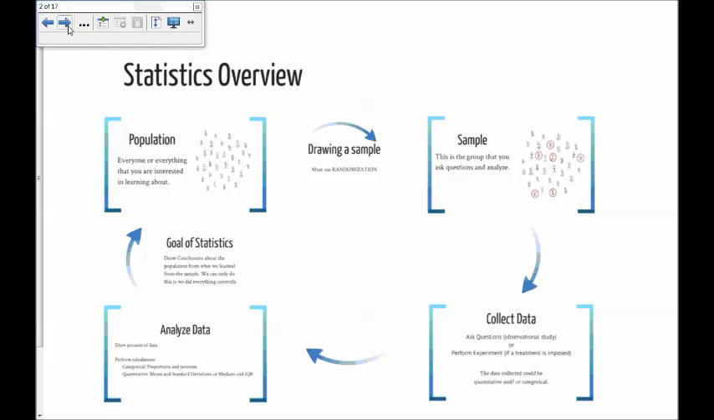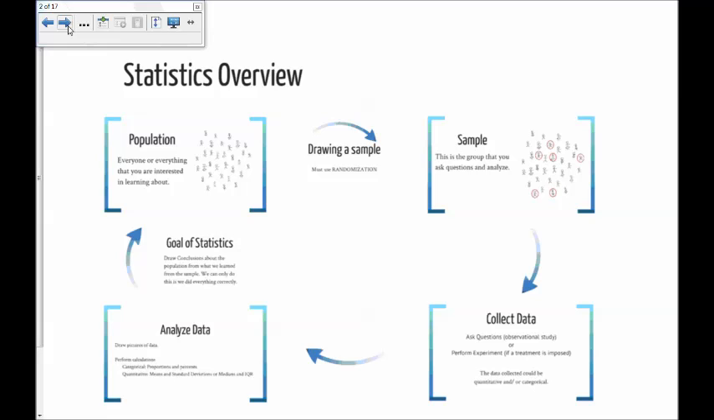So we identify a population and we draw a random sample. That sample can be drawn using an SRS, or a simple random sample. It could be a stratified sample, or a cluster sample, or a systematic sample. We get some kind of random sample, and then we collect data from that sample.